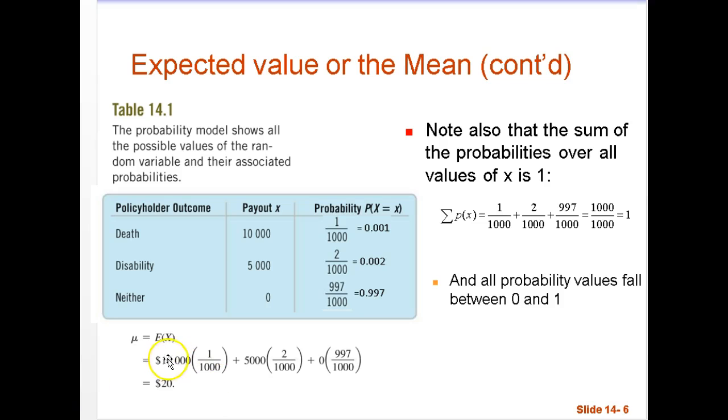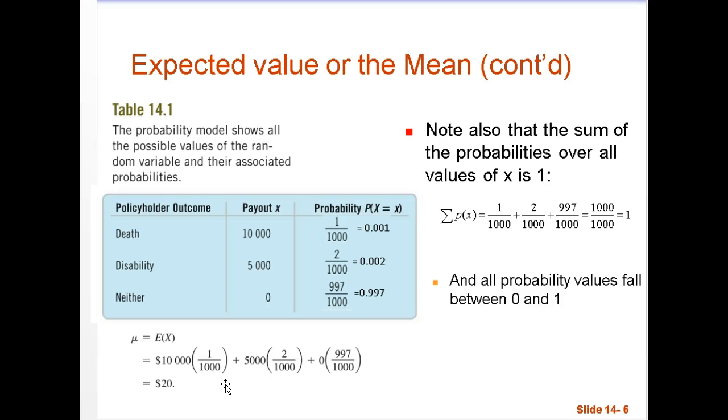Your notes say you have to take each value of X, so here it is, 10,000, 5,000, and 0, and multiply those values of X by their associated probabilities. So here's the amount of money for a death, there's the probability of a death. The payout for disability times its probability, and for neither and its probability. When you work that out on your calculator, it turns out to be $20. So on average, we could say the insurance company expects to pay out $20 for 1,000 people. We can also say that that $20 represents the expected value.